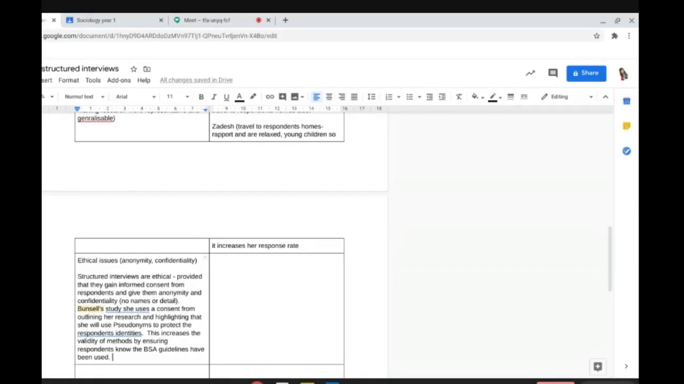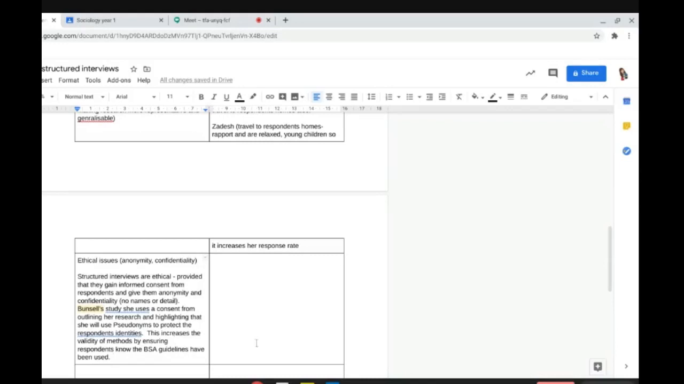In Bunzel's study, she didn't actually use structured interviews, but let's just avoid that. She highlights that she gives them a consent form. She tells them she will use pseudonyms to protect them, and that will actually increase the validity because she's adhered to those British Sociological Association's guidelines, because they know their names won't be used. They know their personal details won't, so it's likelihood that they'll tell the truth a little bit more. So that's with the ethical.